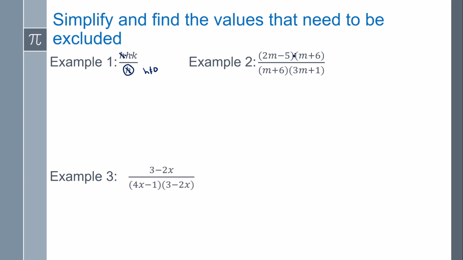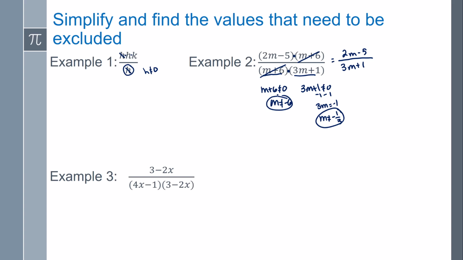Now, for this next one, are they factors? The answer is yes, because it's 2m minus 5 times m plus 6, over m plus 6 times 3m plus 1. So now we can reduce those, and I'm going to get 2m minus 5 over 3m plus 1. But now we look at the original, and I have to find those excluded values. So I set this equal to 0 and say it can't equal that, and I set this equal to 0 and say it can't equal that. Subtract 6, m cannot equal negative 6. Subtract 1, divide by 3, m cannot equal negative 1/3.